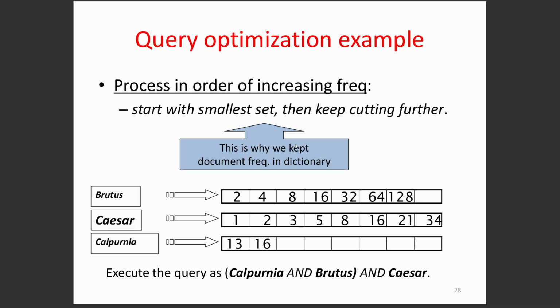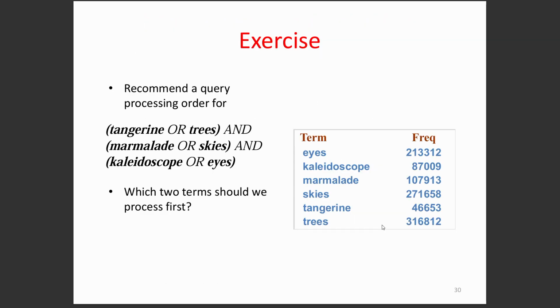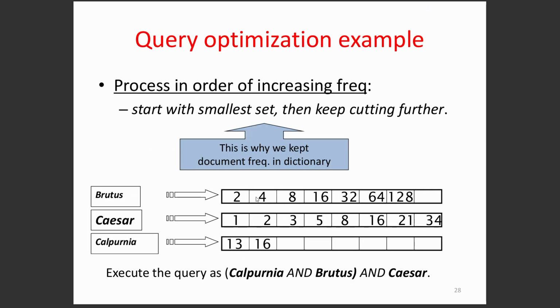Now a query optimization example: start with the smallest set and then keep cutting further. Take Brutus, Caesar, Calpurnia. Execute the query as Calpurnia AND Brutus AND Caesar. It means first you deal with Calpurnia and Brutus and then come to Caesar. Calpurnia and Brutus you'll be getting 16, and then 16 with Caesar, you'll be getting only 16.